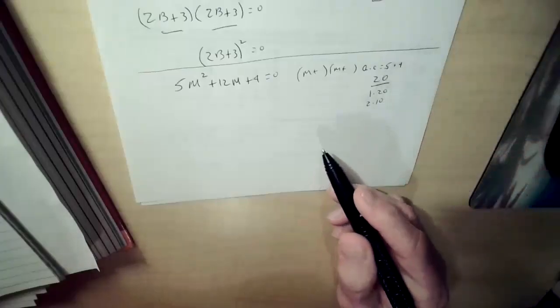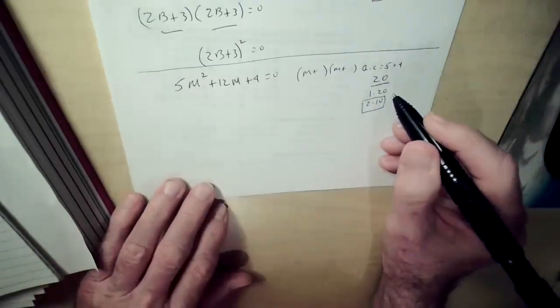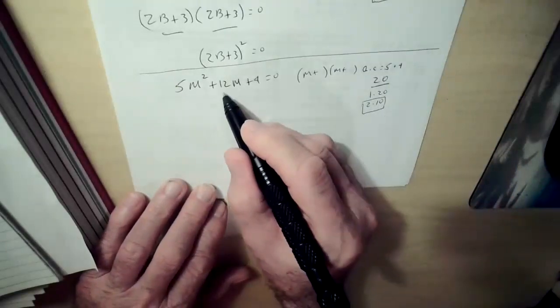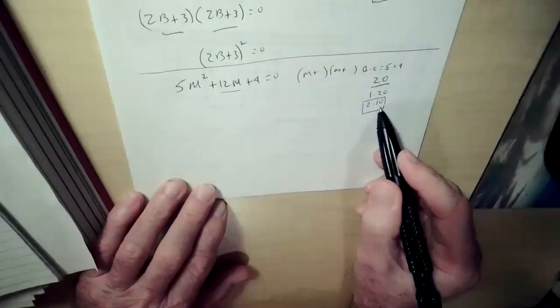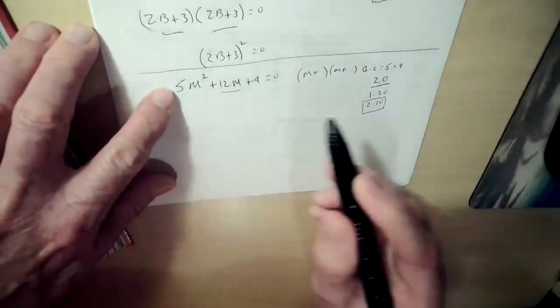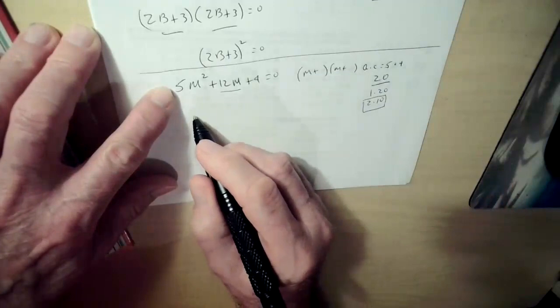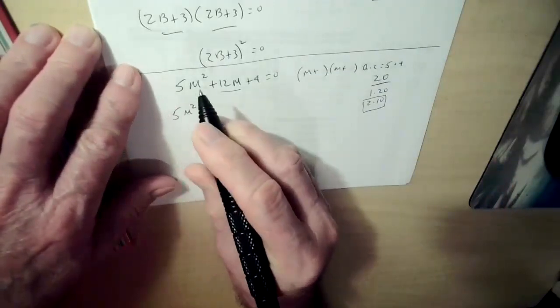1 times 20? No. 2 times 10? That's it there, isn't it? We don't have to go any further. That's 2 and 10. Now, which one of the factors? Remember, we're going to take the linear term here. We're going to split it up into these two factors. Now, which one do we want to put next to the 5? The 10, right? Because 10 and 5 are factors.